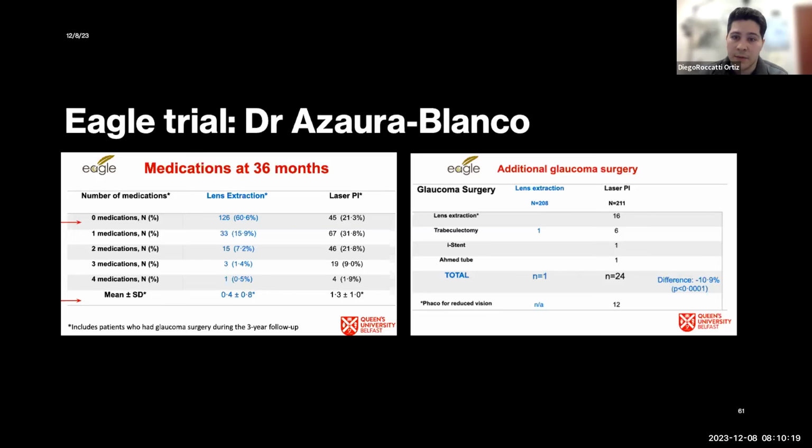So out of the 208 patients, only one needed additional surgery compared to 24 patients who needed surgery, which is about 10% of the whole laser PI group. So, better outcomes in that aspect as well.